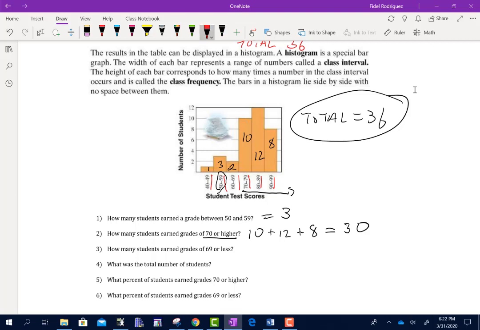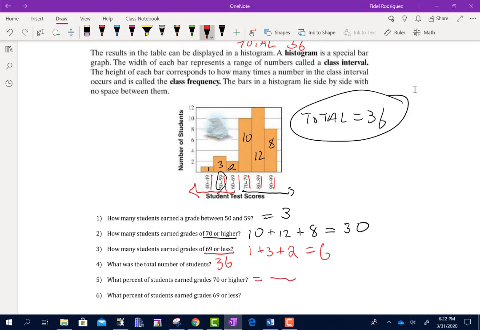Okay. How many students earned grades of 69 or less? 69 or less would be these right here. So I'm going to add 1 and 3 and 2. That's going to give me 6. What was the total number of students? We said 36. Okay. Now, question number 5 says, what percent of students earn grades 70 or higher?